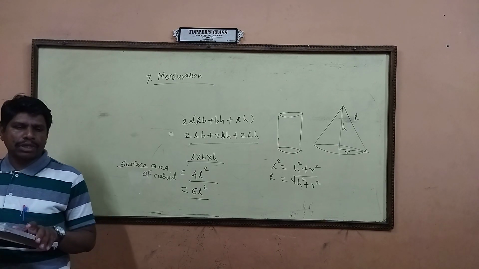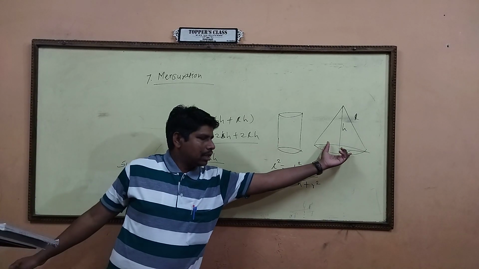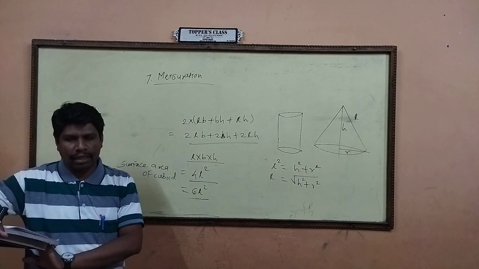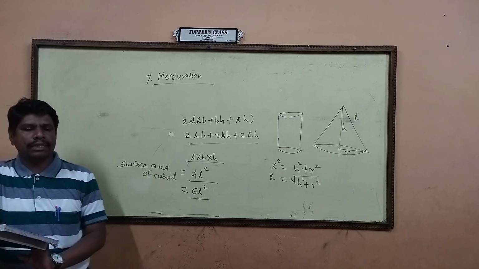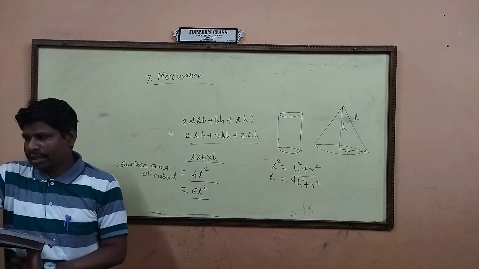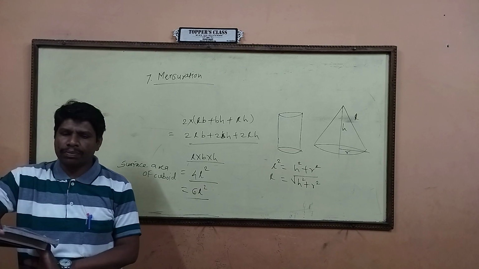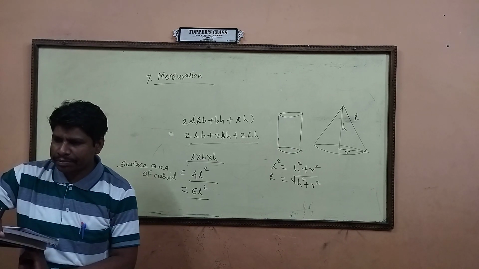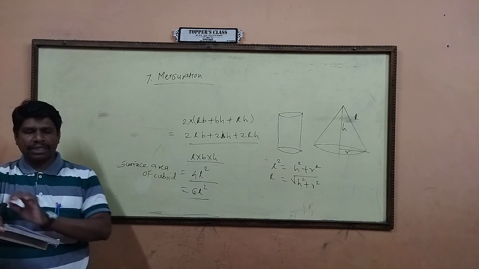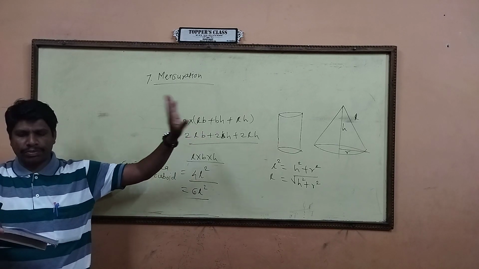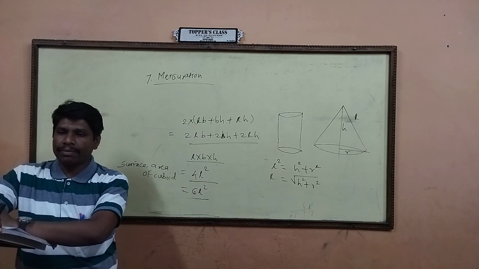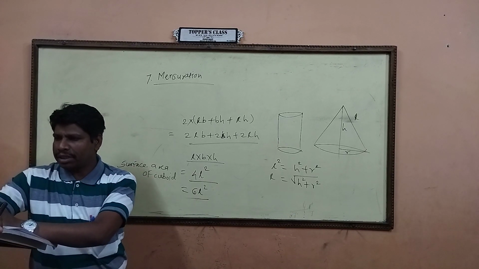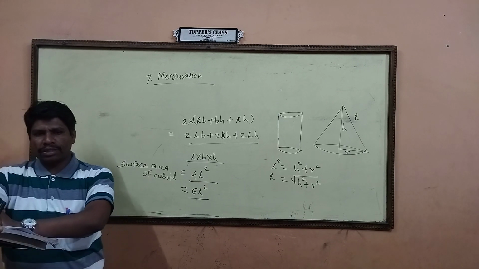Okay. Second, curved surface area. The formula for curved surface area is pi r L. R is the radius, L is the slant height, and pi is a constant value, that is 3.14 or 22 upon 7. These are the values. The next one, total surface area. When we have to find the total surface area of this, we use the formula pi r in bracket r plus L, and lastly volume is 1 upon 3 pi r square h.